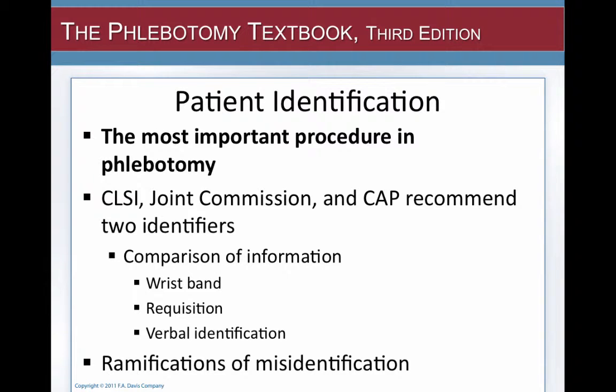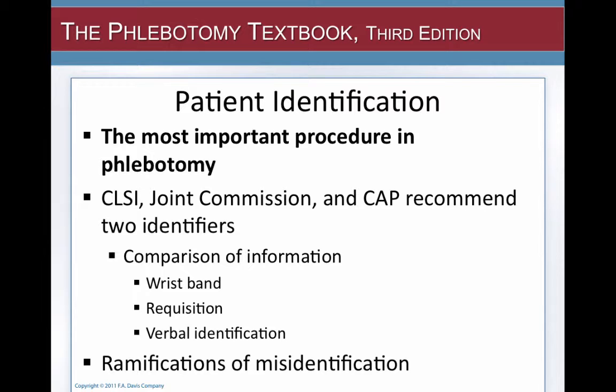Patient identification is the most important procedure in phlebotomy, and I cannot stress that enough. You have to make sure you identify your patient and you're correctly identifying your patient every single time you draw a patient. The CLSI, the Joint Commission, and the College of American Pathologists, the CAP, recommend two identifiers. In the hospital, that usually means their name and their medical record number.